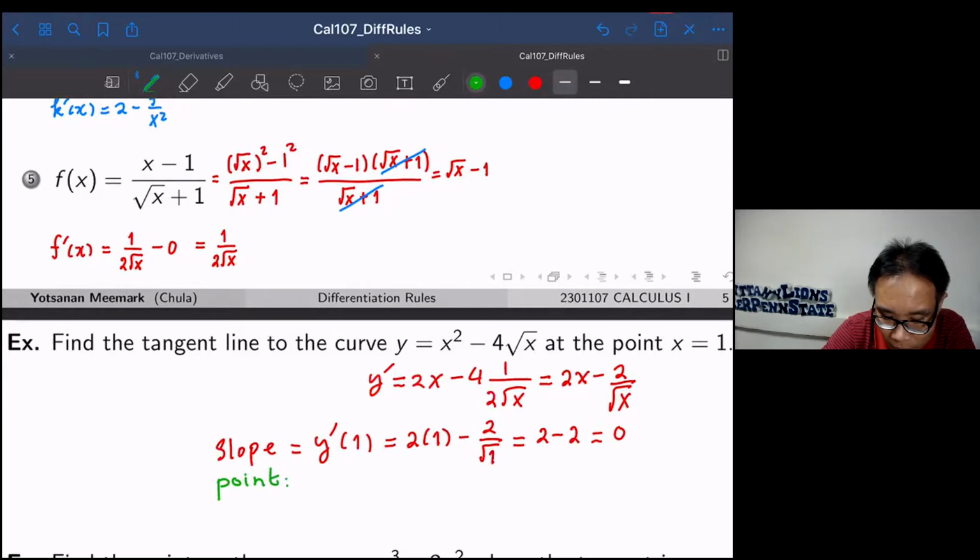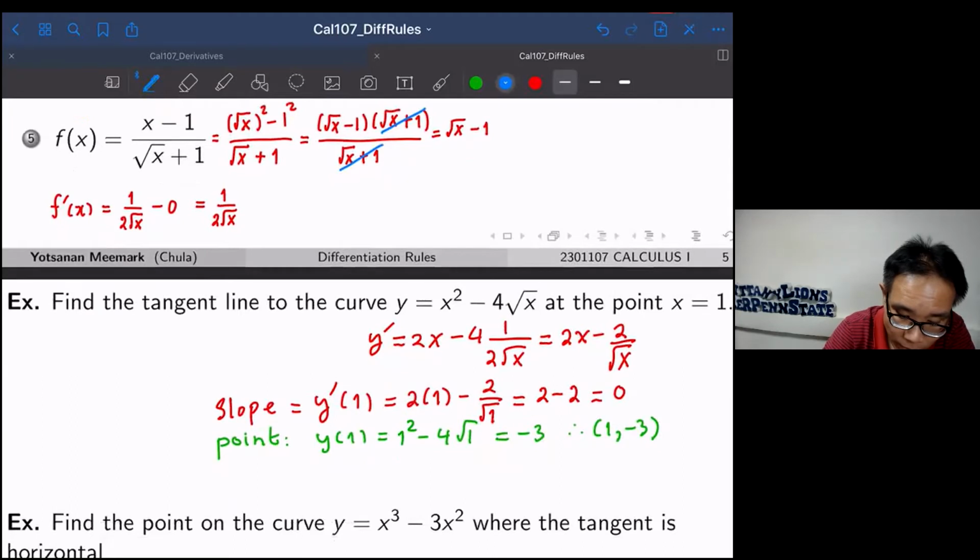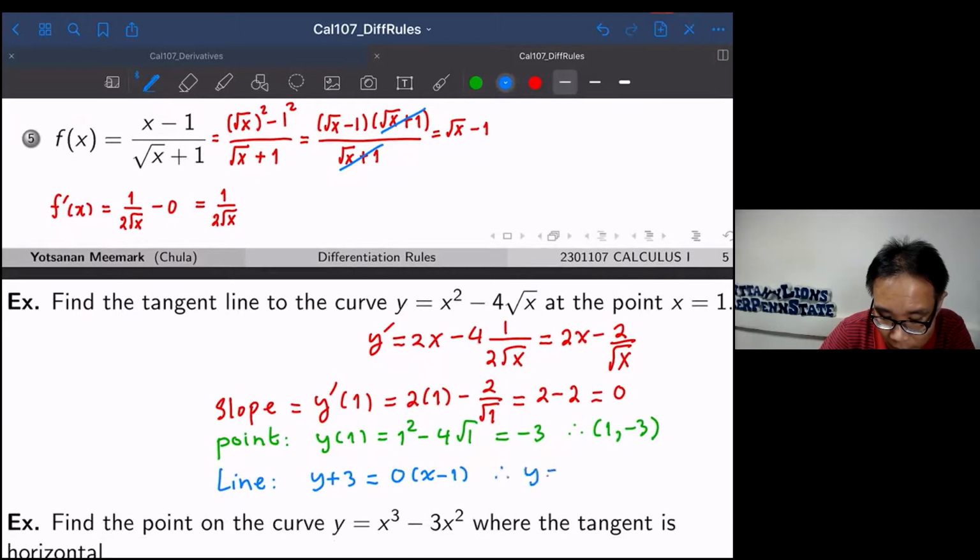Point will be y at 1. Okay, so the point will be y at x equal to 1. So you get 1 squared minus 4 root 1. So it's going to be negative 3. So the point will be (1, negative 3). So you get the equation of the line in point slope form. So it's going to be y plus 3 equal to 0 times (x minus 1). Okay, so you basically get the constant line y equal to negative 3.